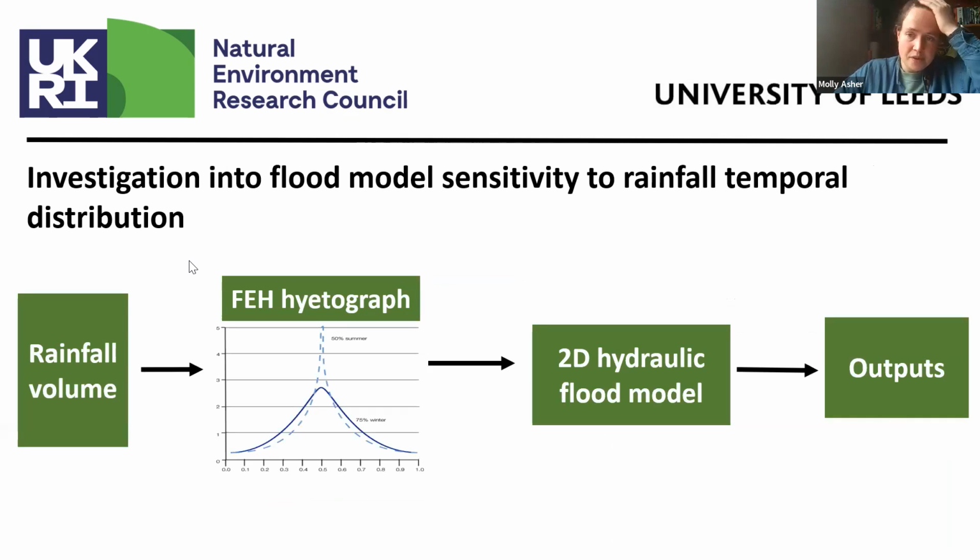So just going to start with a flow chart, which represents a simplified explanation of the usual flood modelling workflow. So you take a rainfall volume, use the FEH hyetograph to distribute this over time, feed this hyetograph into your flood model, alongside a load of other things, of course, and out comes an estimation of the resulting flood risk.